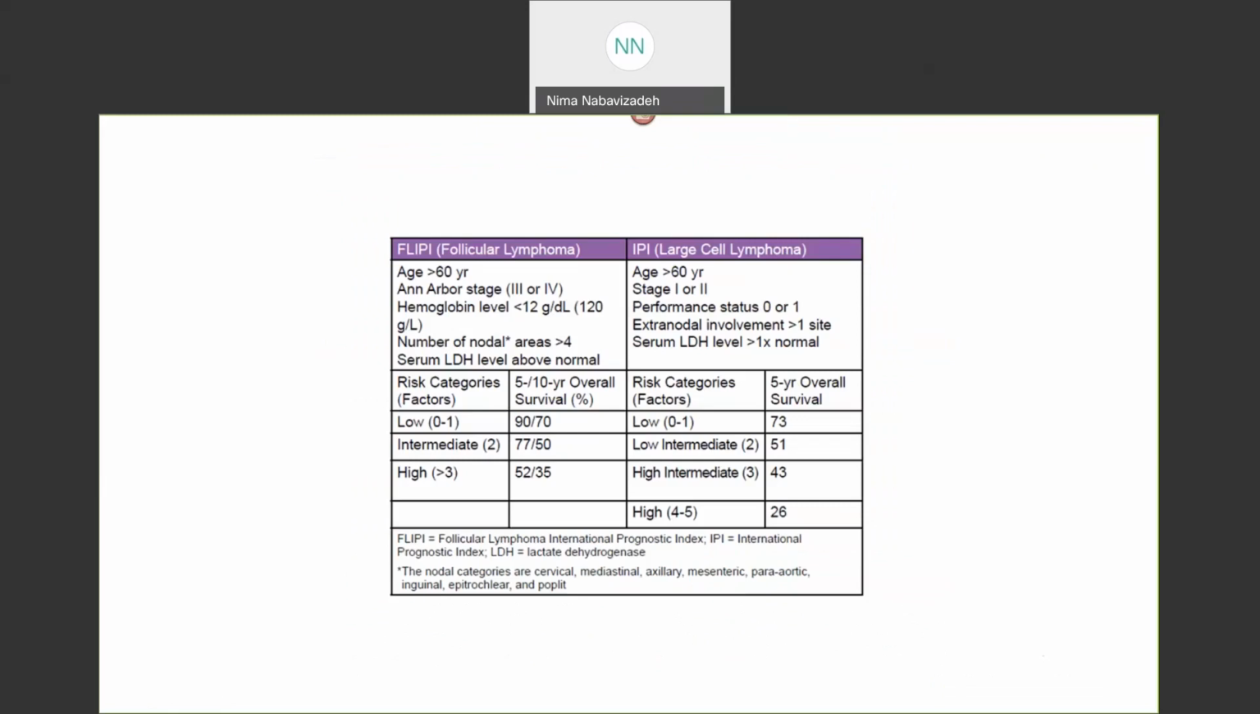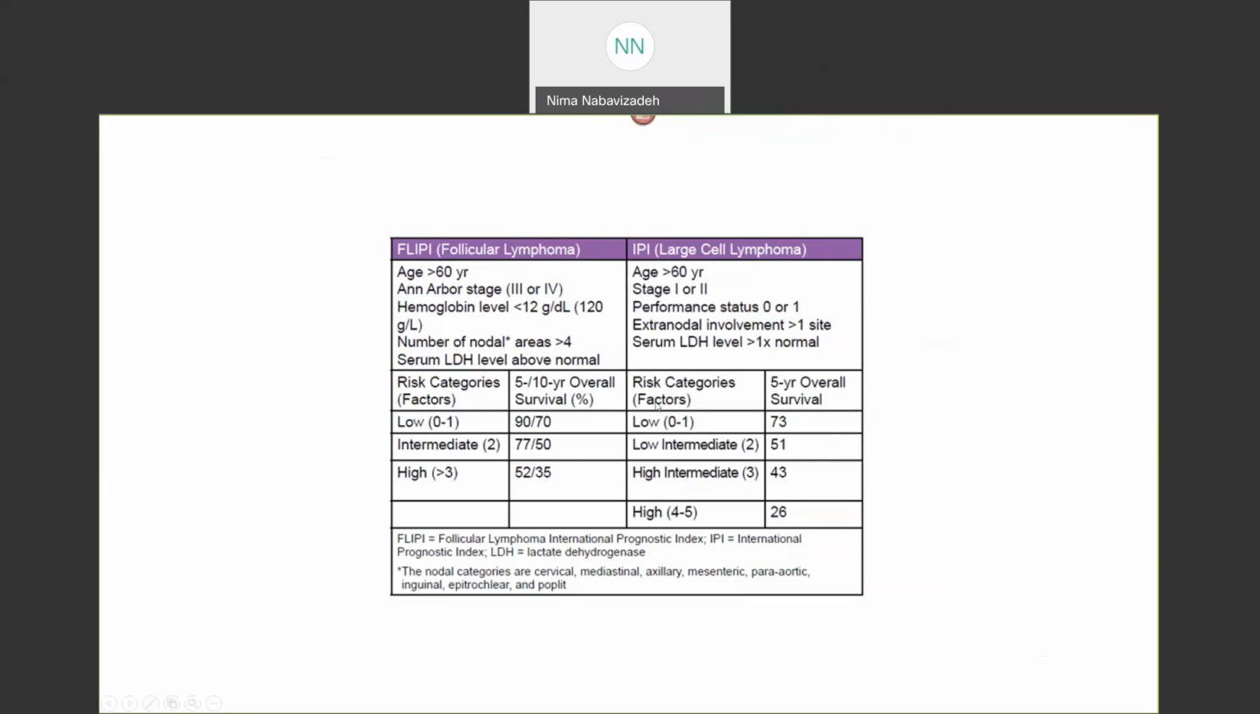There are two prognostic scales that help us educate patients and ourselves how well a patient will do with their lymphomas. There's one prognostic index called FLIPI, or Follicular Lymphoma International Prognostic Index, and then there's one for the large cell or more aggressive lymphomas, the IPI. And each one of them has distinct point systems for various clinical parameters. And when you add them all up, you can get 5 and 10-year overall survivals for these patients.